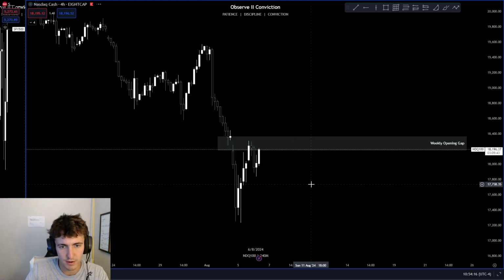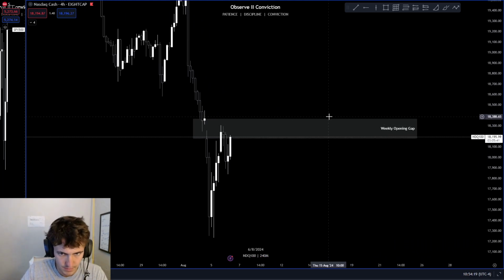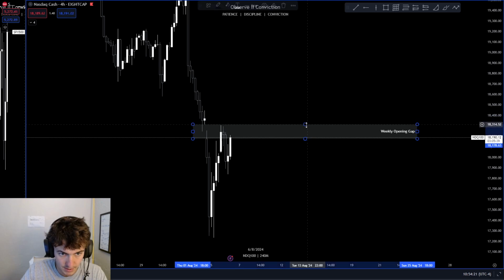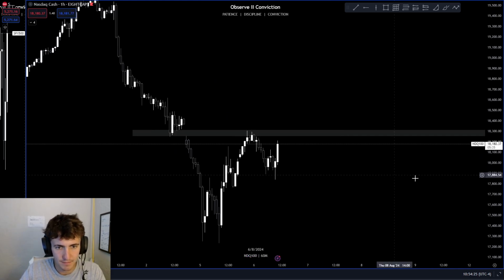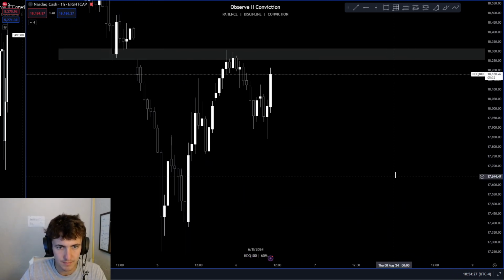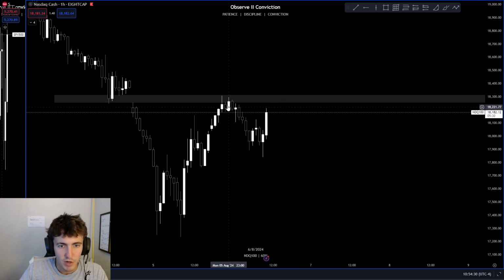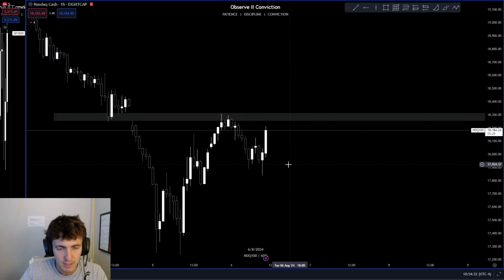Zoom into the 4-hour. You can see that we came up. You can see the real weekly opening gap around this area. You also see that you are getting sell-off pressure to the downside. You have clear selling pressure in the market.